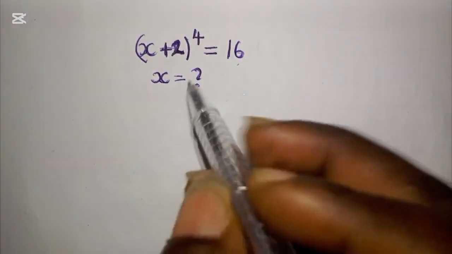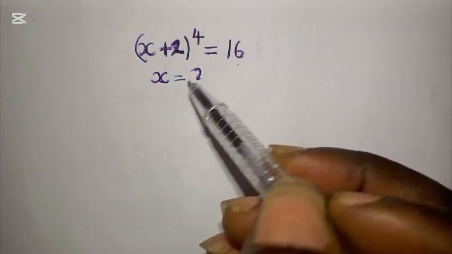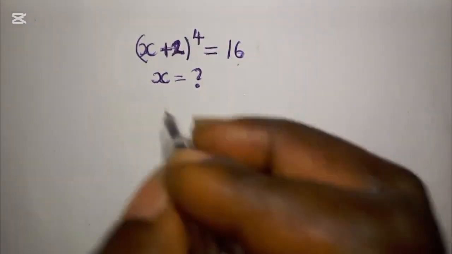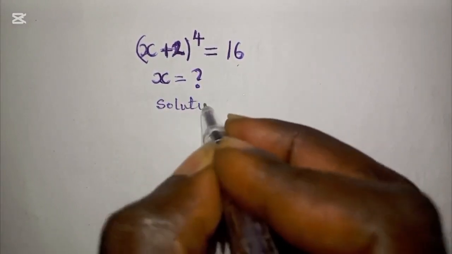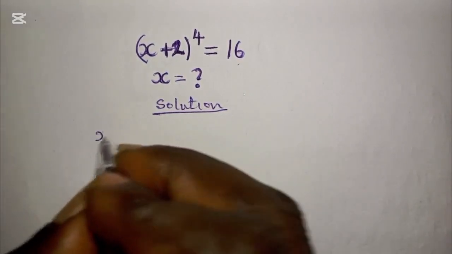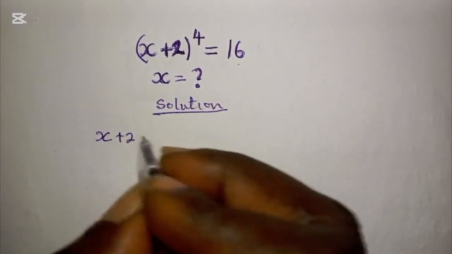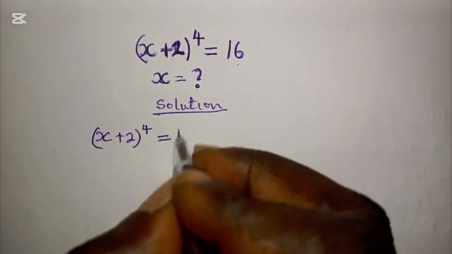Let's solve this question. We have (x + 2)^4 = 16. We have to find x. You can present your own solution in the comment section. Let's solve. We have (x + 2) all raised to the power of 4 equals 16.